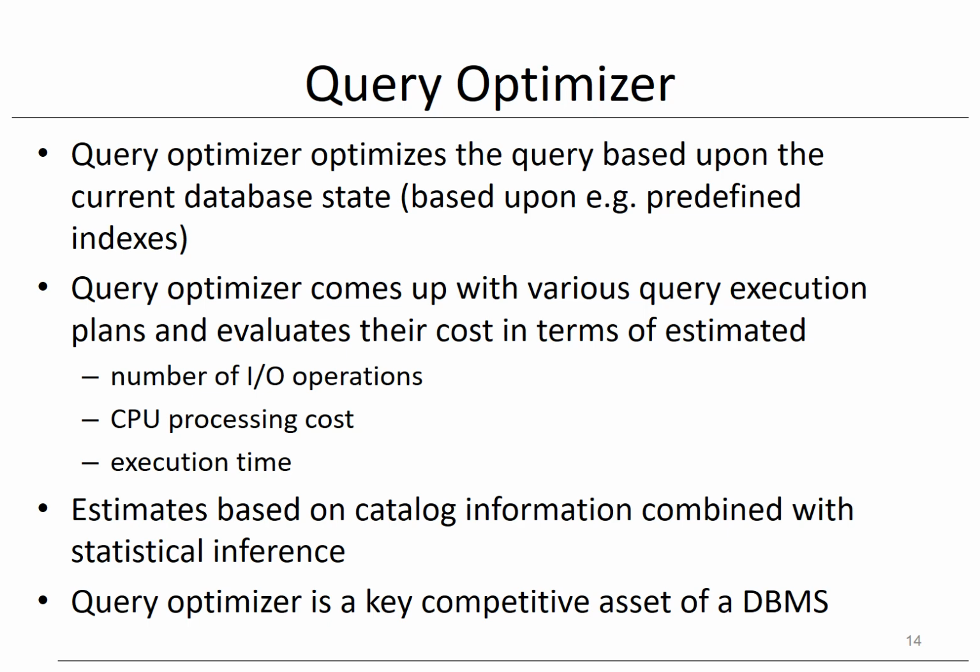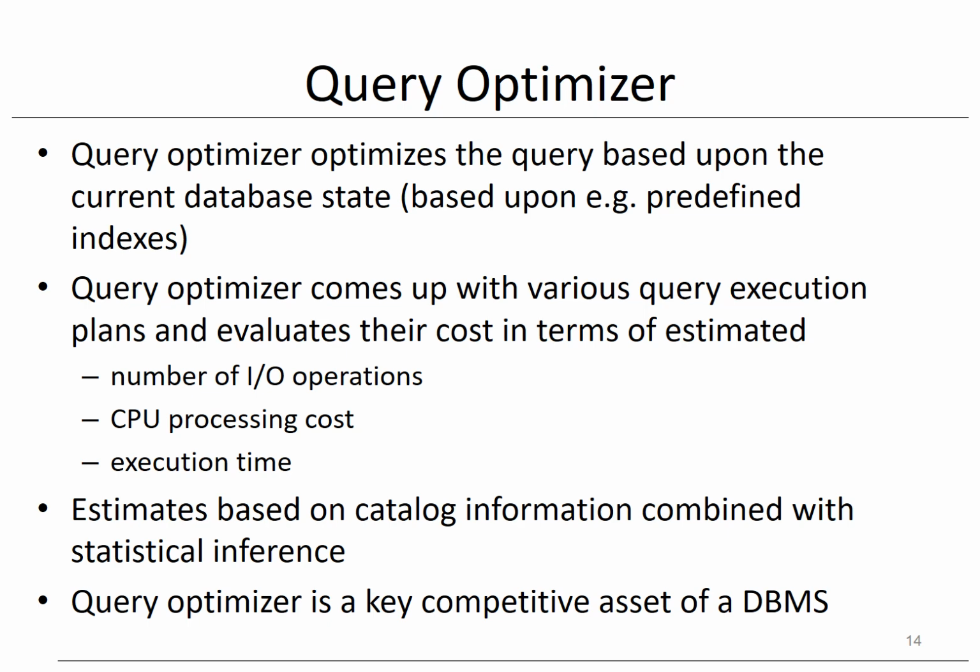The query optimizer comes up with various query execution plans and evaluates their cost in terms of resources required by aggregating the estimated number of input-output operations, the plan's estimated CPU processing cost, and the plan's estimated execution time into the total estimated response time. Obviously, a good execution plan should have a low response time. It is important to note that the response time is estimated and not exact.